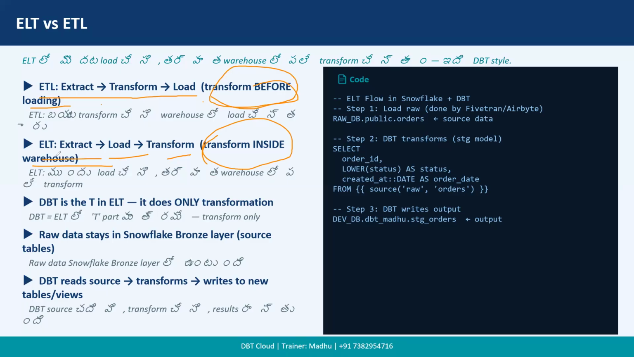DBT is the T in the ELT. It is going to do the transformations. Basically it does only transformations.